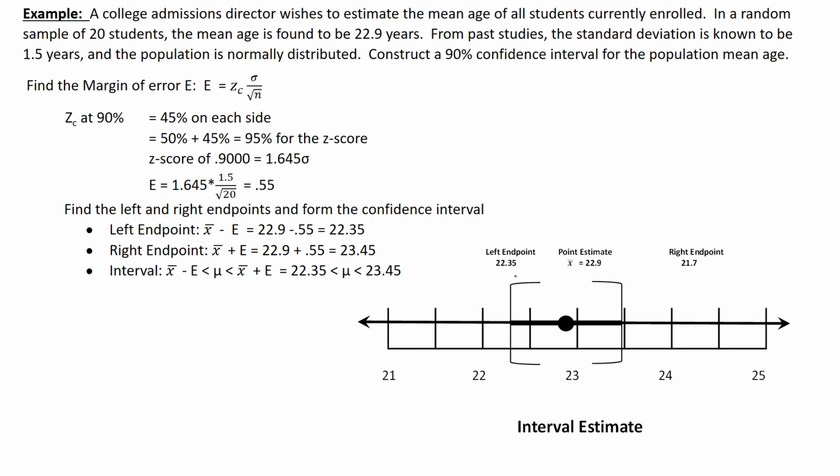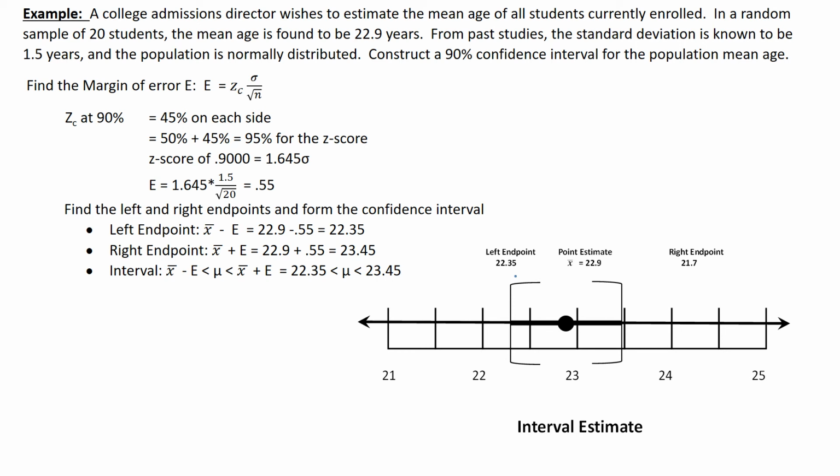Another example of this. A college admissions director wishes to estimate the mean age of all students currently enrolled in a college, using a random sample of 20 students. The mean age is found to be 22.9 years, which seems kind of old for the mean age in college, but that's regardless. From past studies, the standard deviation is found to be 1.5 years, and the population is normally distributed. Let's do a 90% confidence interval.